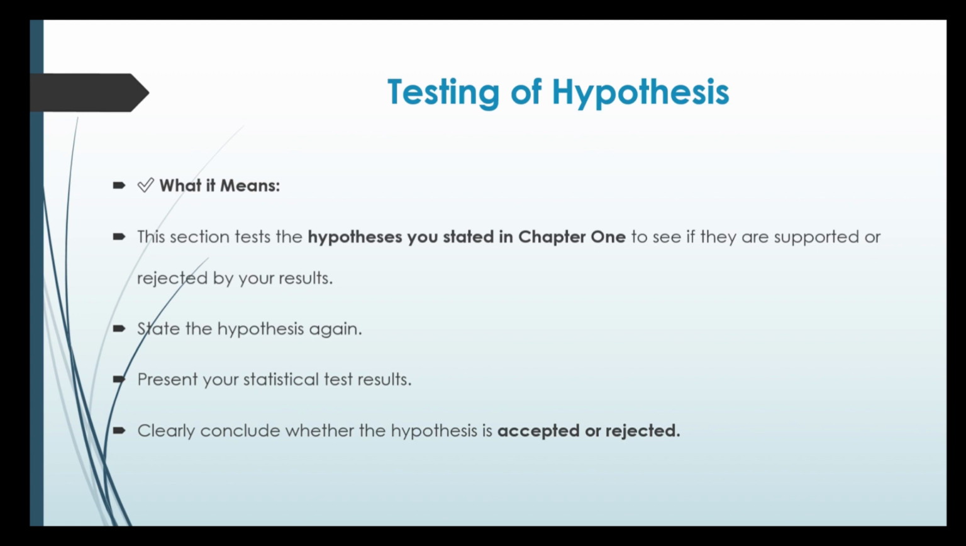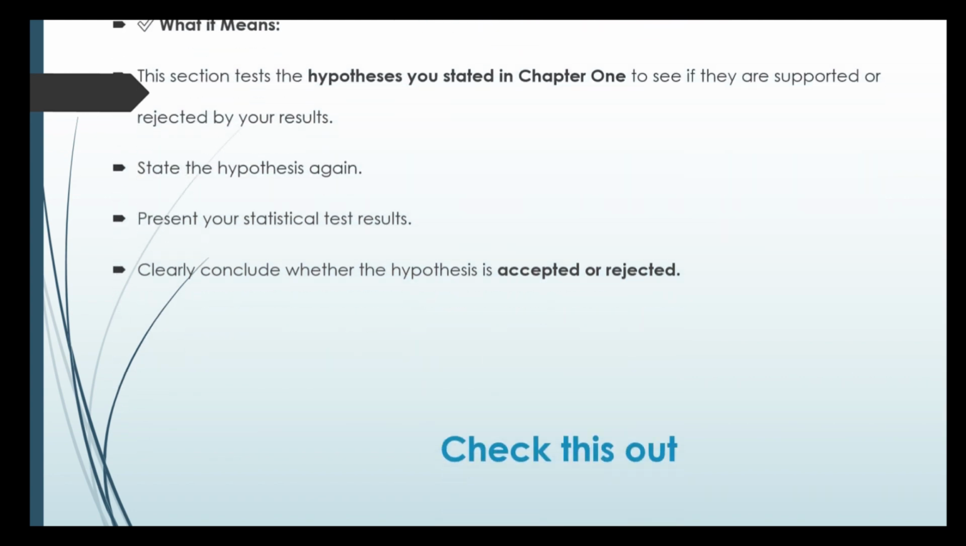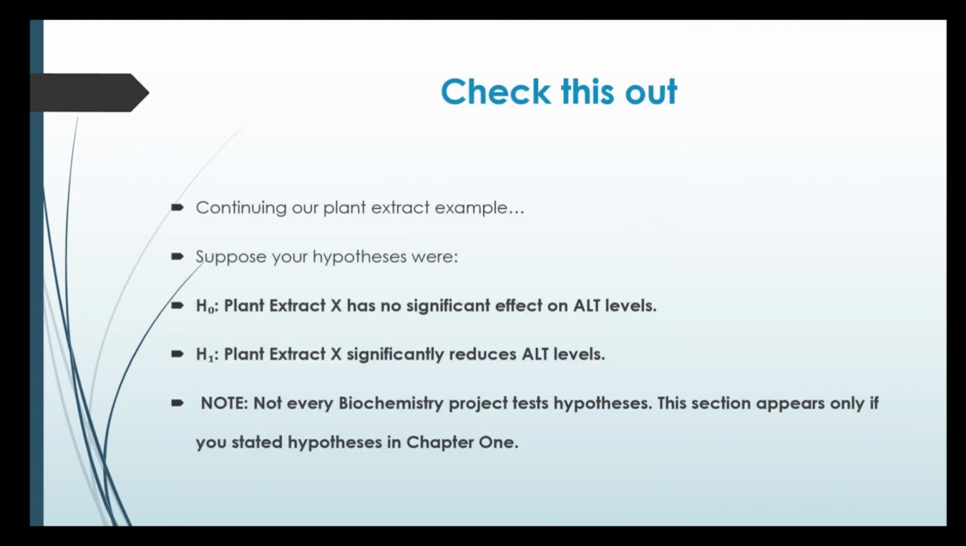Are we there now? Remember, I told you what we call H0 and H1. If you've not watched that chapter 1 video, you are not going to understand anything here. Go back and watch chapter 1 for you to get everything I'm explaining, because I've explained all these hypotheses. Now, continuing our plant example. Suppose our hypotheses were, for H0, pawpaw plant extract has no significant effect on ALT levels, and H1, pawpaw plant extract has significantly reduced ALT levels.